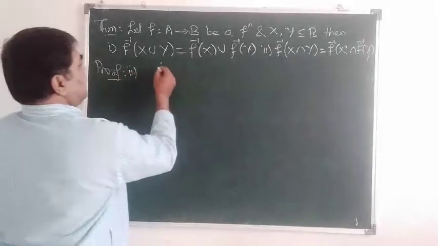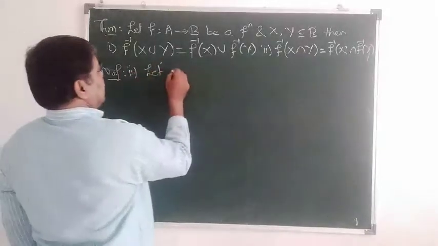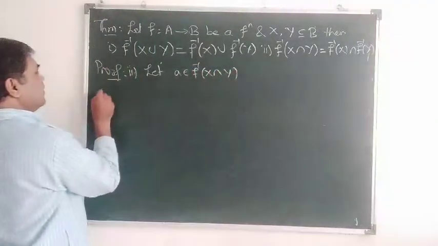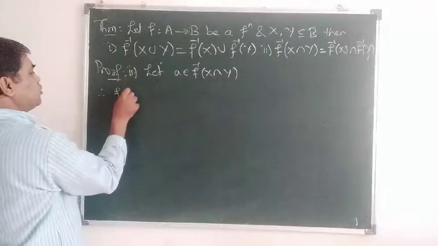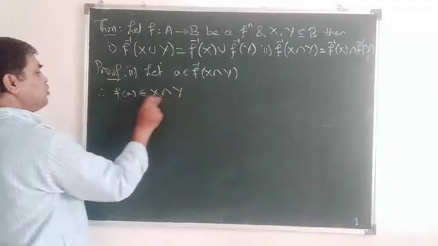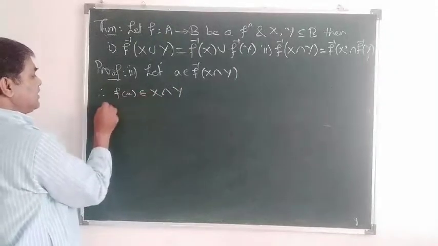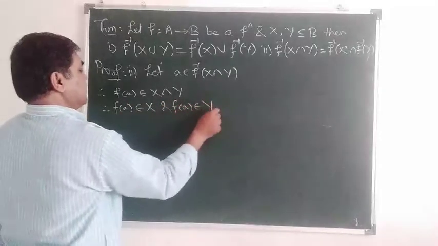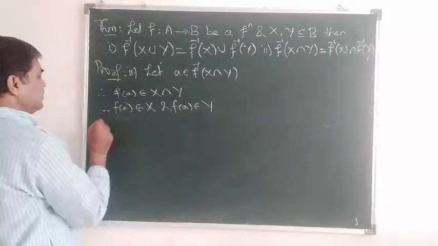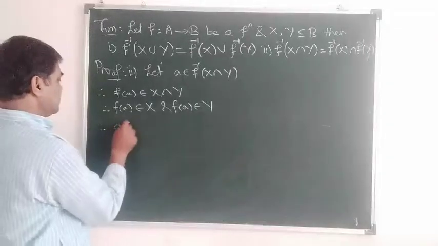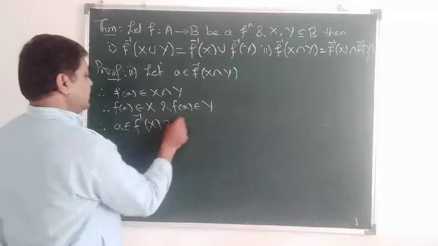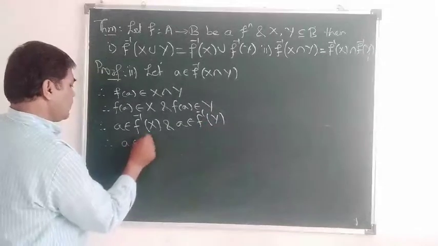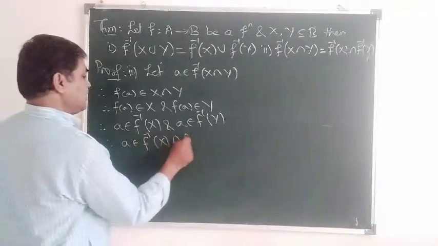Second, let a belong to f inverse of X intersection Y. Therefore, by this arbitrary choice, f of a belongs to X intersection Y. By definition of intersection, f of a lies in both sets. Therefore, f of a belongs to X and f of a also belongs to Y. This implies a belongs to f inverse X and a also belongs to f inverse Y. Therefore, a belongs to f inverse X intersection f inverse Y.